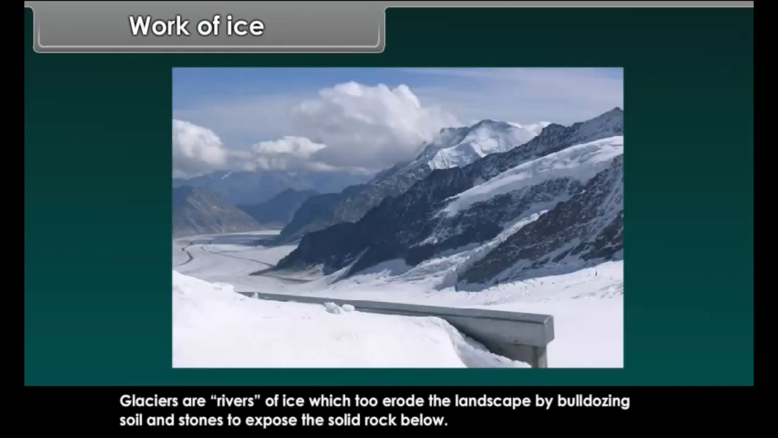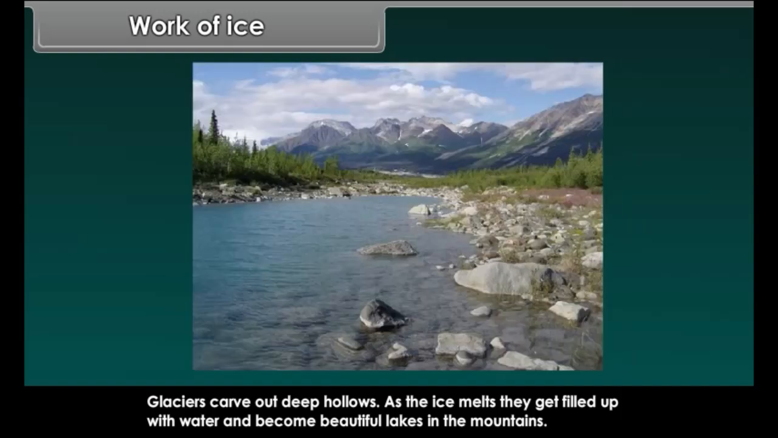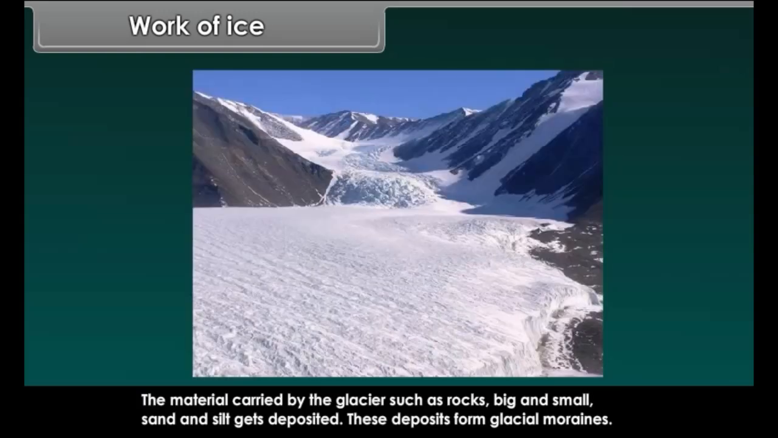Work of ice. Glaciers are rivers of ice which too erode the landscape by bulldozing soil and stones to expose the solid rock below. Glaciers carve out deep hollows. As the ice melts, they get filled up with water and become beautiful lakes in the mountains. The material carried by the glacier, such as rocks, big and small, sand and silt, gets deposited. These deposits form glacial moraines.